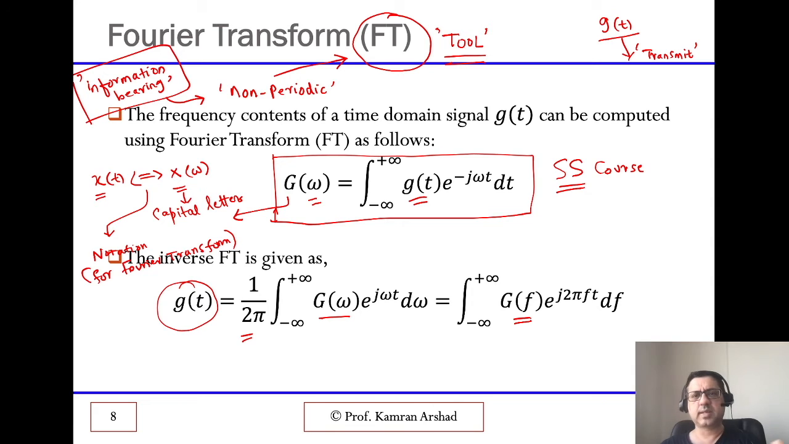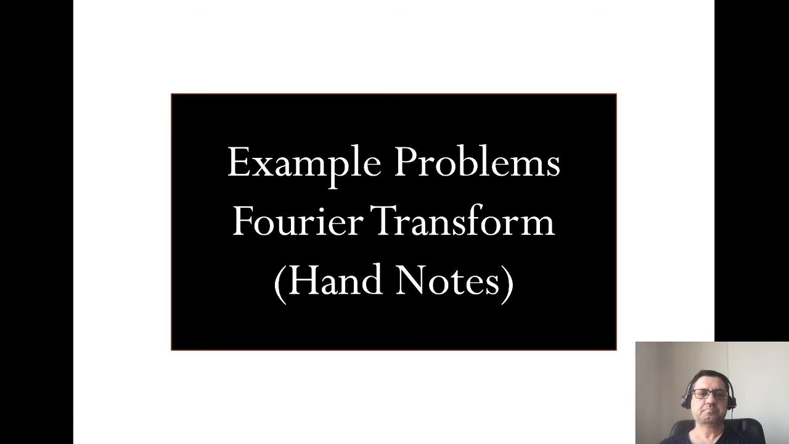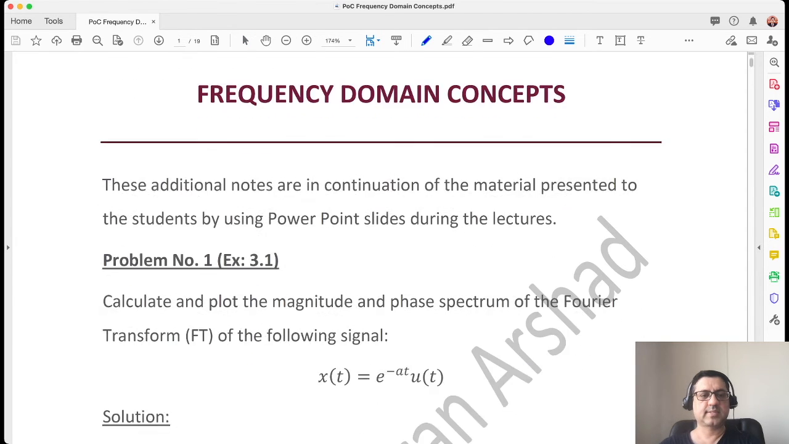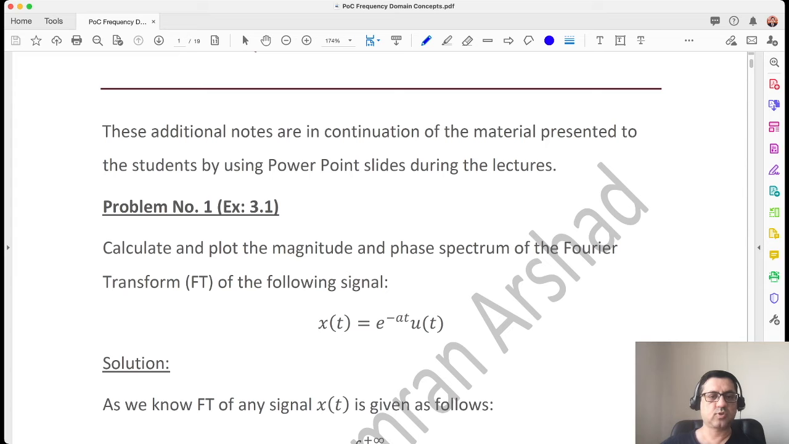So in simple words, the Fourier transform is nothing complicated, it's quite straightforward. The only thing is you have to simply calculate an integral. Now let's take a few examples of calculating the Fourier transform. Frequency domain concepts. So let's say first example, I think it's a solved example in your textbook as well, example 3.1. Calculate and plot the magnitude and phase spectrum of the Fourier transform of the following signal. The signal is given as x of t equals e to the power minus a t u of t, where a is a constant, a can be any number.